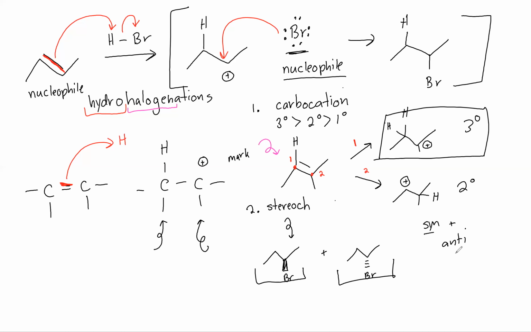The words syn and anti do refer to what we're actually adding. So when we say syn and anti products, that means we add one where both hydrogen and bromine are added to the same side. Oops, I wrote bromine again there. And anti, one where hydrogen and bromine are added to opposite sides.